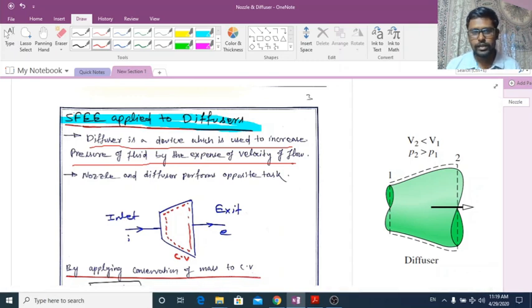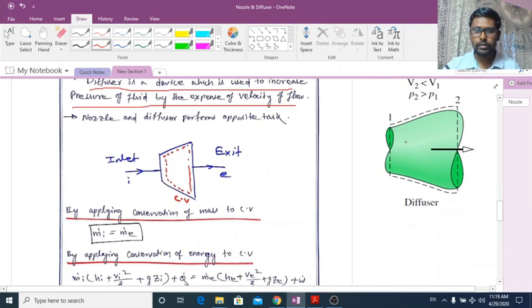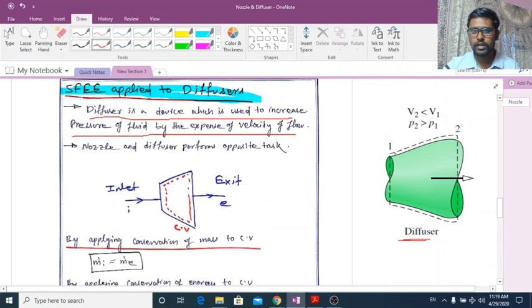What happens in the diffuser? A diffuser is a device which is used to increase pressure of fluid at the expense of velocity of flow. That means when the fluid flows through a diffuser, at the exit you will get high pressure and velocity will decrease. The figure is shown here. It is a diffuser. Suppose this is its inlet, this is its exit, here the velocity v1, here the velocity v2, here the pressure p1, here the pressure p2.